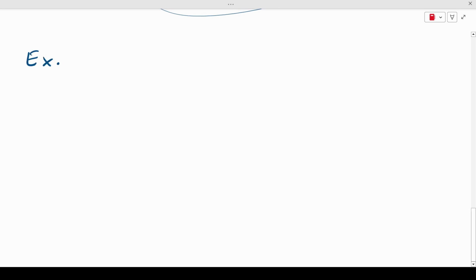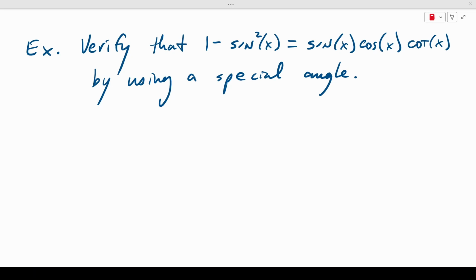Okay, so now, given that, let's take this example here. Let's move into trigonometry. So this question says, verify that 1 minus sine squared x equals sine x times cos x times cotangent x by using a special angle.